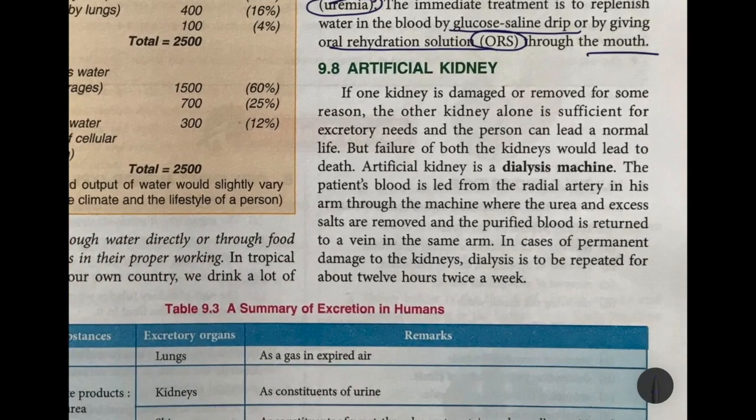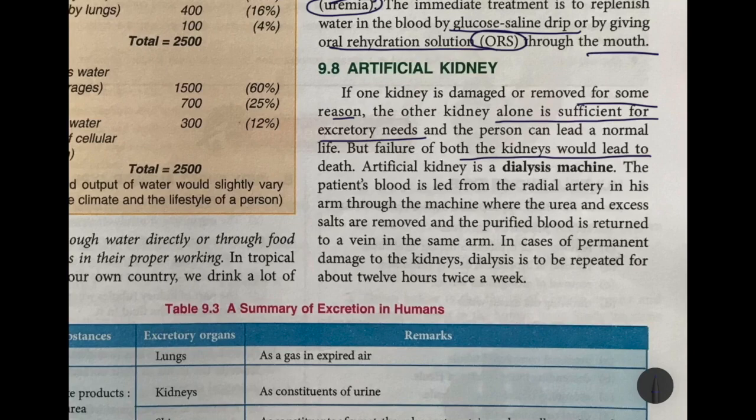Now, you all must have heard about people who are undergoing dialysis. That means their kidneys are not working. What is actually a dialysis machine? A dialysis machine is nothing but an artificial kidney. Now, if one kidney is damaged or removed for some reason, the other kidney alone is sufficient for excretory needs and a person can lead a normal life. But sometimes both the kidneys will fail, and it will lead to death.